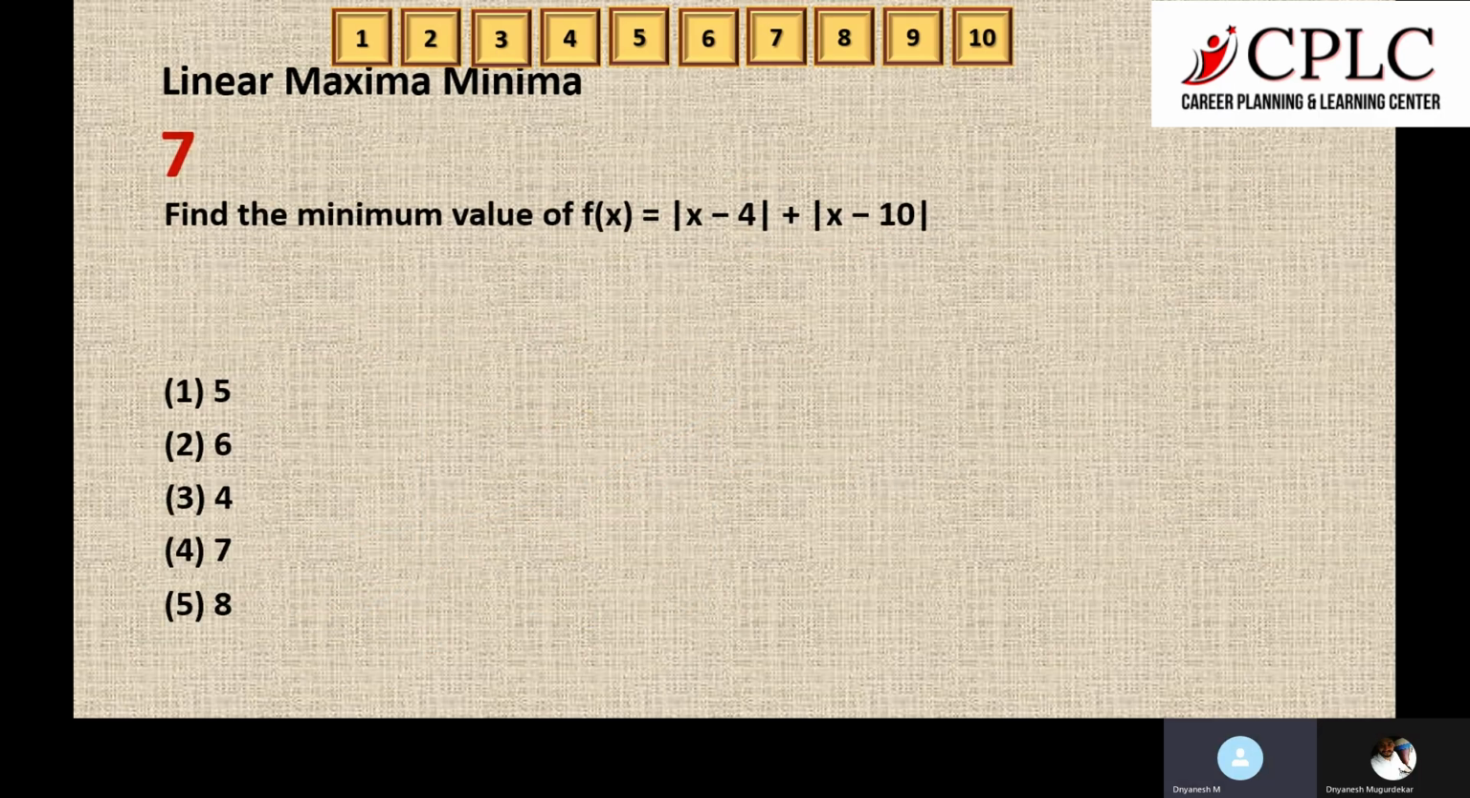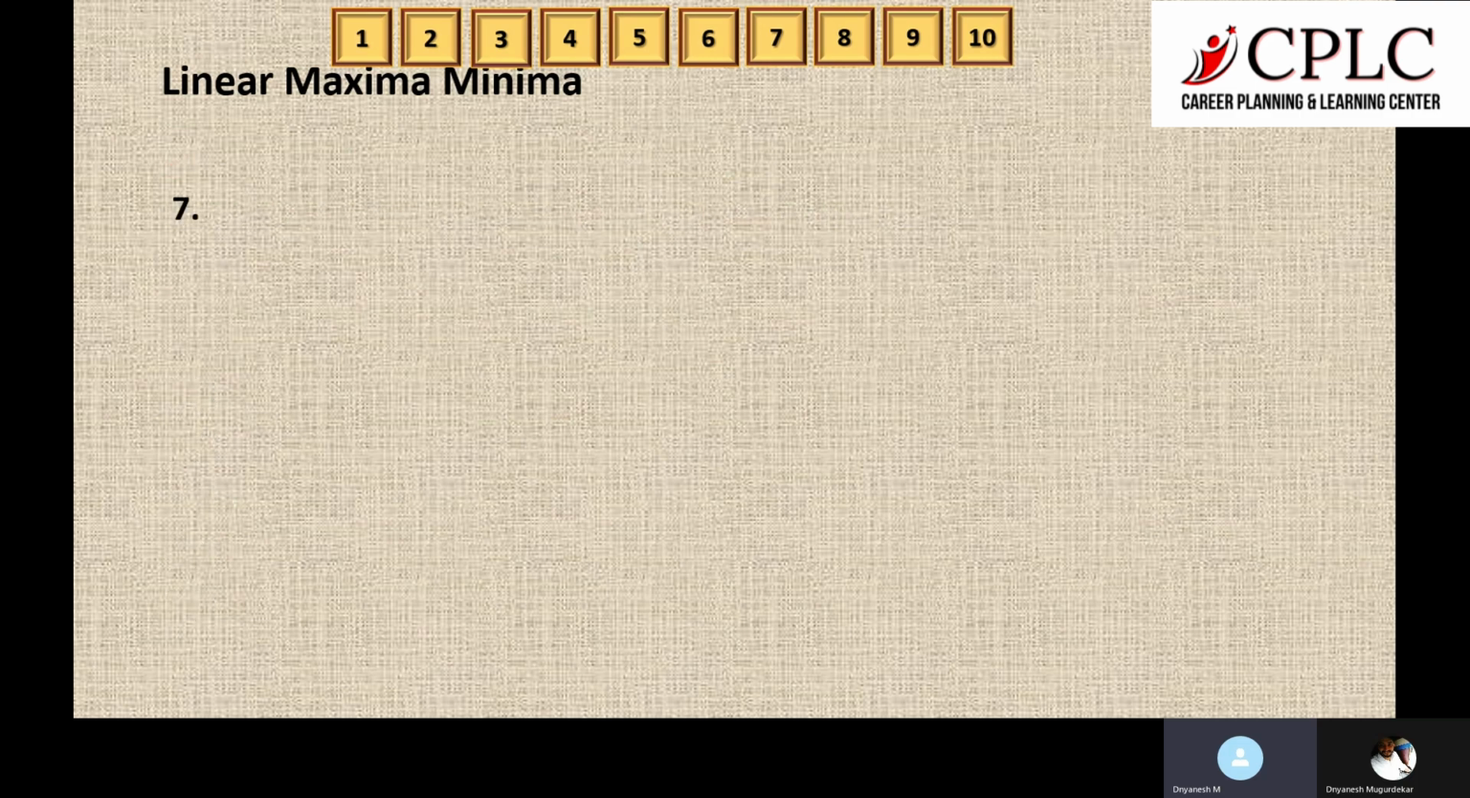Seventh one. Now these are some sorts of questions which are based on the modulus, the minimum value of the expression. So again, there are a couple of rules that we are going to discuss here as well. So for the minimum value of mod of x minus 4 plus mod of x minus 10, plot the roots in the ascending order, that is 4 and 10.